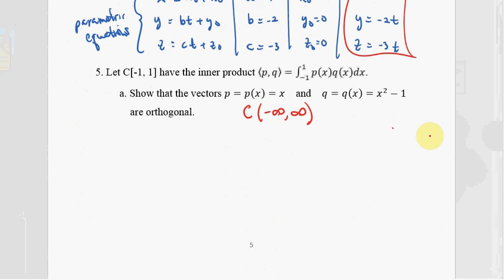It says, show that these vectors are orthogonal. Well, I've been working too much. Try to go ahead and work this problem out and show that the vectors P and Q, polynomials if you will, are indeed orthogonal. Let me see what you get.